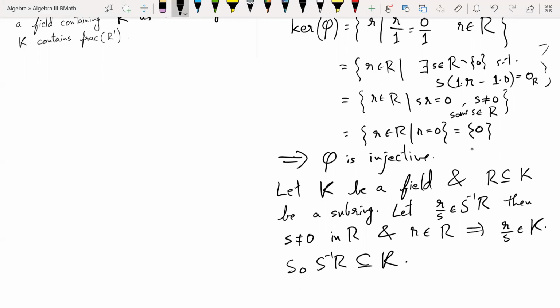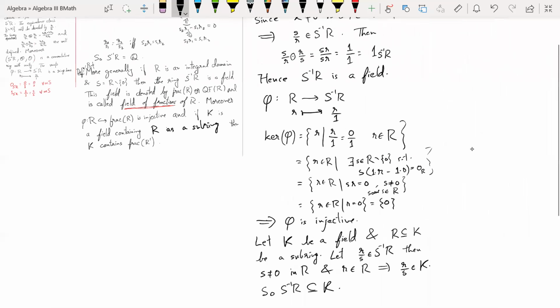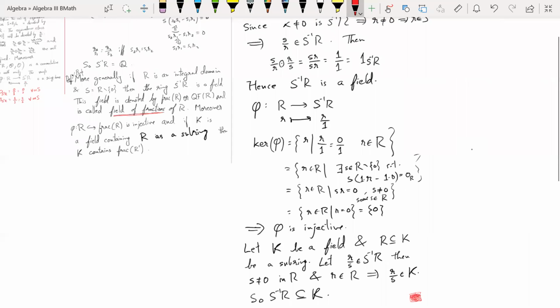Given any element of S inverse R, I've shown it is in K, but the way we have constructed S inverse R is as equivalence classes and so on. So speaking completely rigorously, one should give an injective map, but with respect to some identification, this is okay. So that completes the proof. If it bothers you in some way, we'll do the universal property next, and there it will become more clear.